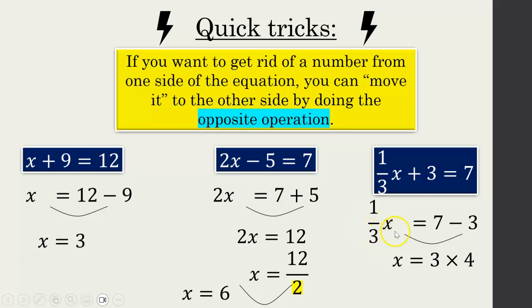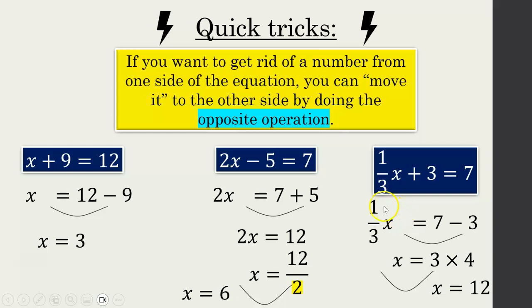So if I bring this 3 over, what happens? If it's dividing, it goes over, it becomes the opposite operation. So it's going to multiply. So be careful now. We're not multiplying by a third. That's not what I'm saying. I'm bringing this 3 across, because I'm leaving the 1 kind of there. I'm bringing this 3 across, and it's multiplying. So I get 3 times 4, which is 7 minus 3. So then I get x is equal to 12.